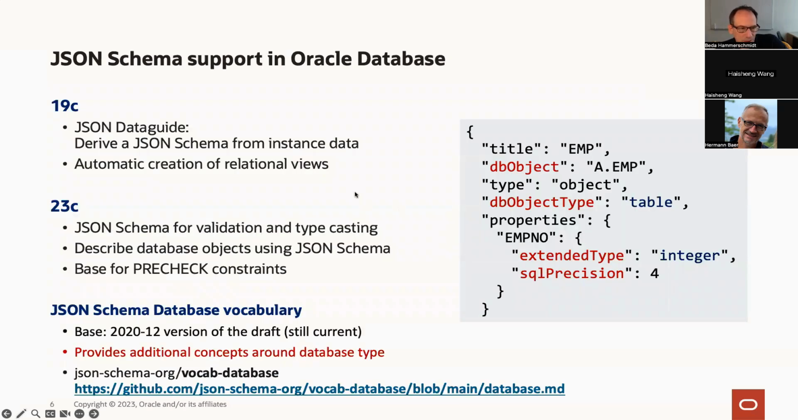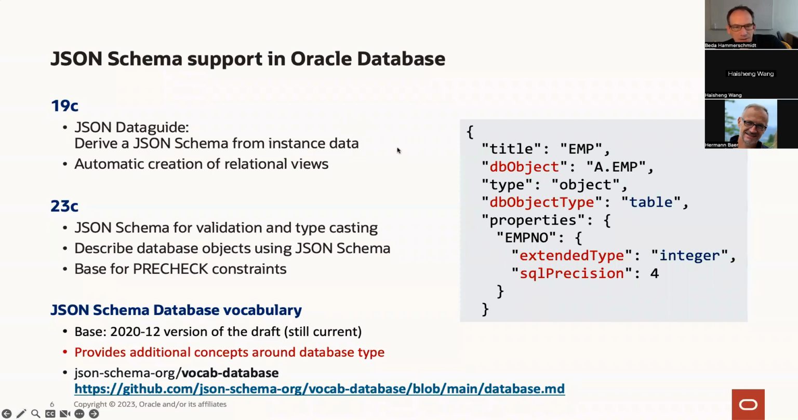And JSON schema is not really that new to Oracle database. So in 19C, we have the JSON Dataguide. It was actually added before 19C. I think the first version was in 12.2. It was then heavily enhanced in version 18. And in version 19, you have a very mature feature called JSON Dataguide. What it does is it scans or samples your JSON data that you store in a column, and it derives a JSON schema from it.